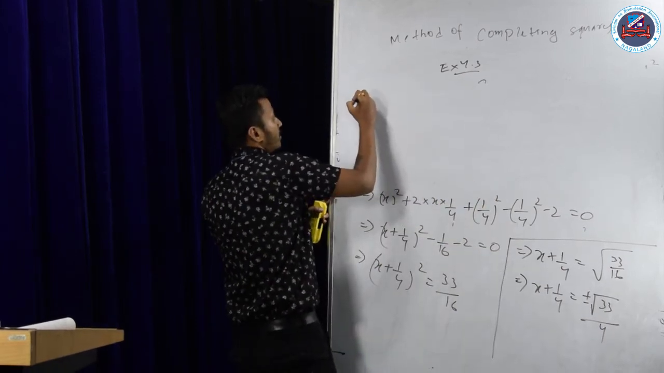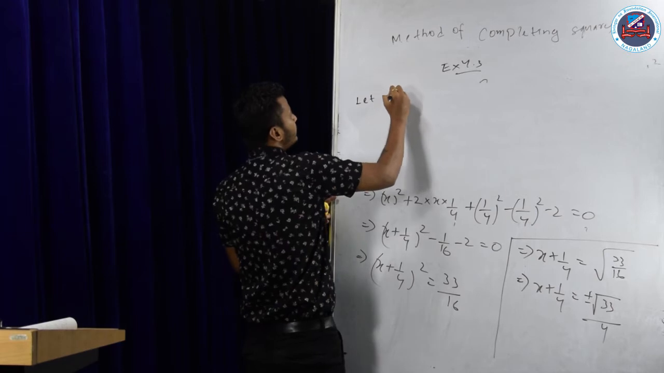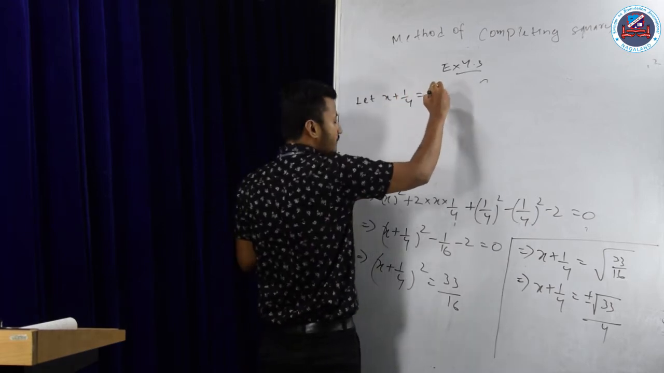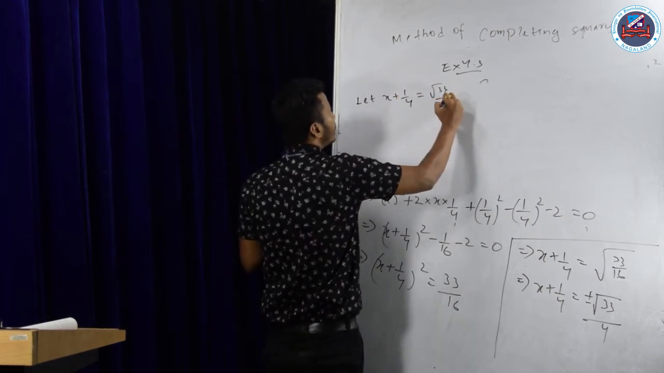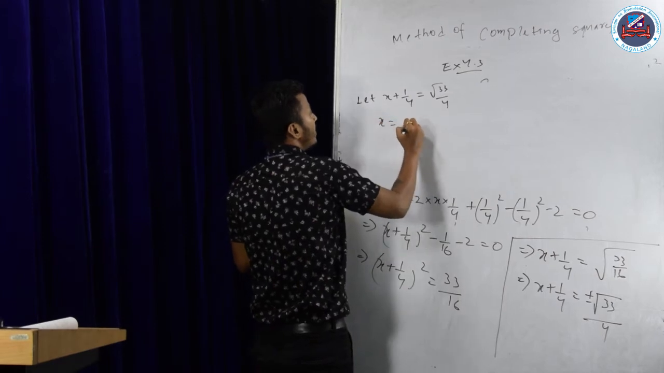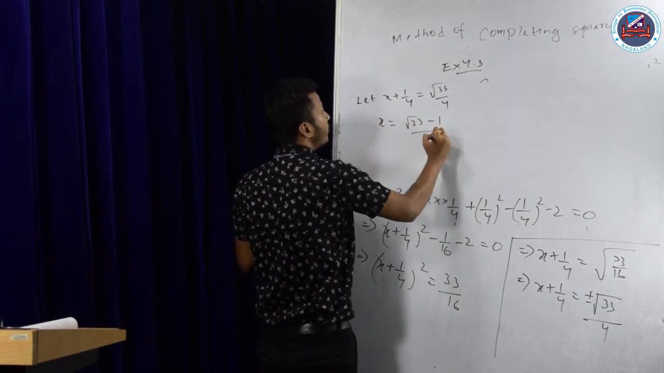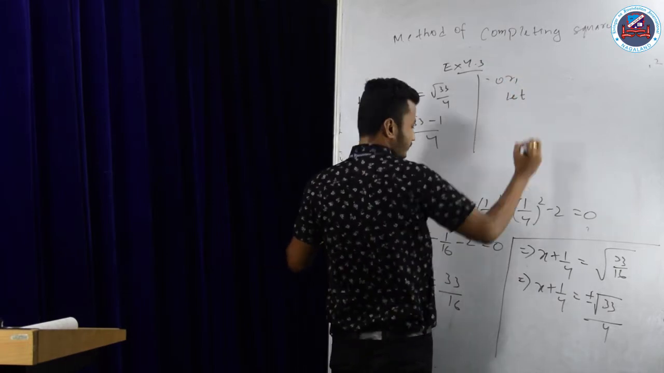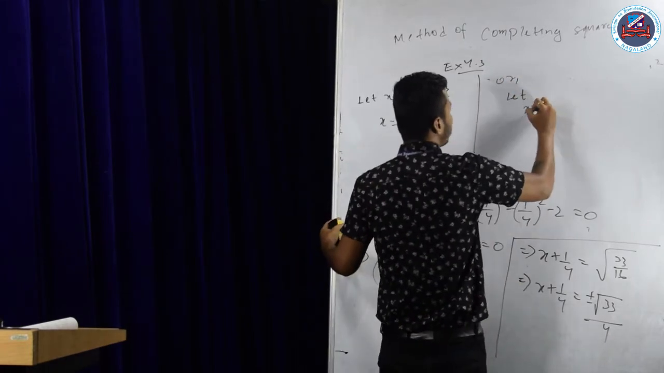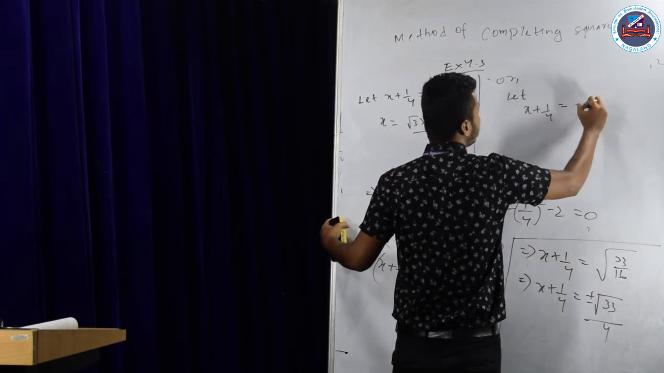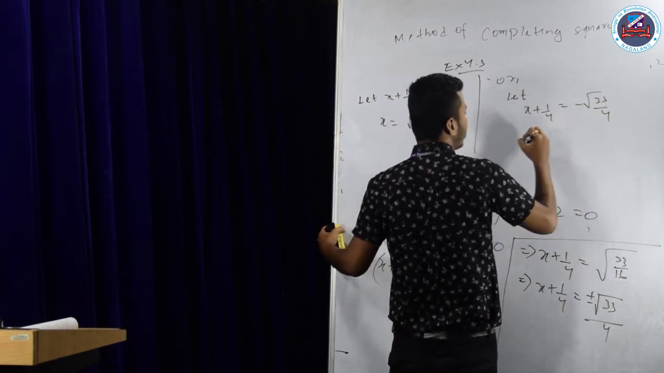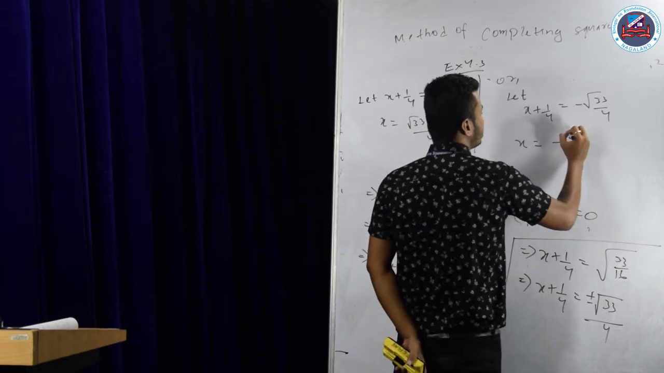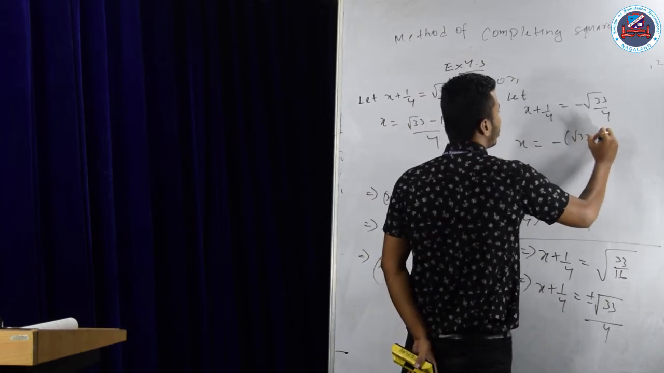So, let x plus 1 by 4 equals to the positive value of root 33 by 4. What is the answer? x will be root over 33 minus 1 by 4. Or let x plus 1 by 4 equals to minus root 33 by 4. What will I get as the answer, guys? x equals to minus of root over 33 plus 1 by 4.